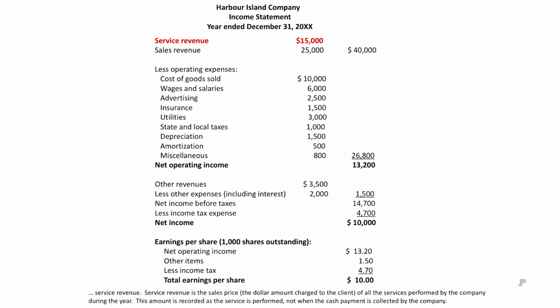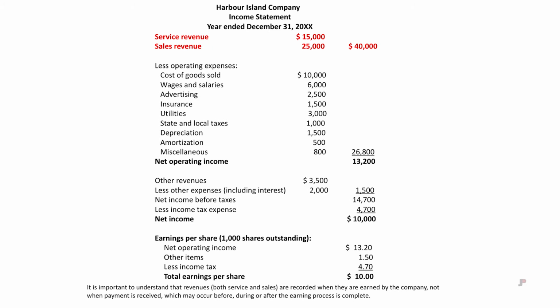Service revenue is the sales price, the dollar amount charged to the client, of all the services performed by the company during the year. This amount is recorded as the service is being performed, not when the cash payment is collected by the company. Sales revenue is the sales price, the dollar amount charged to the customers, for all the goods delivered by the company during the year. This amount is recorded as the goods are delivered, not when the cash payment is collected.